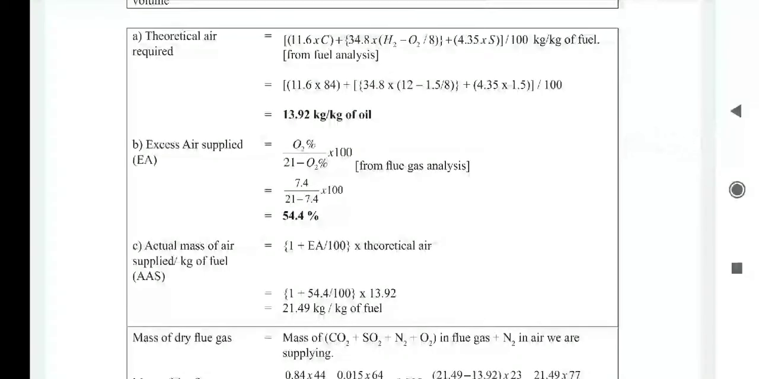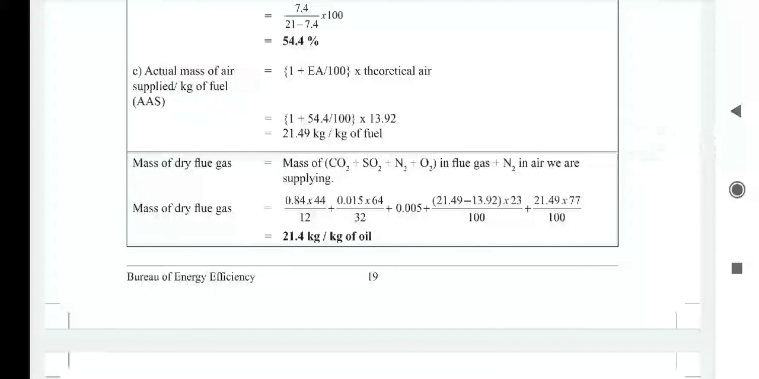For excess air, in the previous case excess air was calculated with the help of CO2 percentage because they gave only CO2. In the present case, they have given O2 percentage in flue gases. Therefore, we can calculate the excess air supplied with the help of O2, which is equal to 54.4%. Then with the help of the formula for actual mass of air supplied per kg of fuel, we get 21.49 kg per kg of fuel.